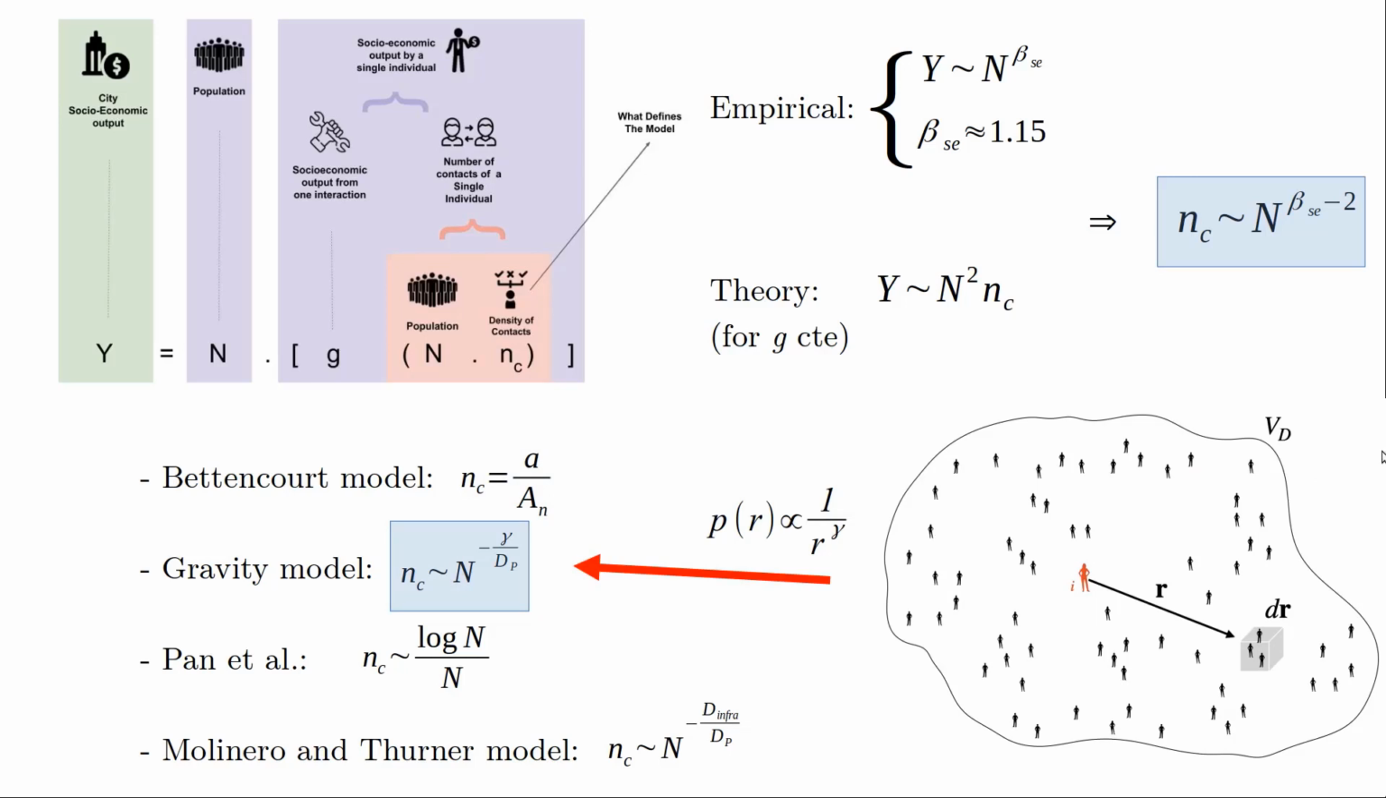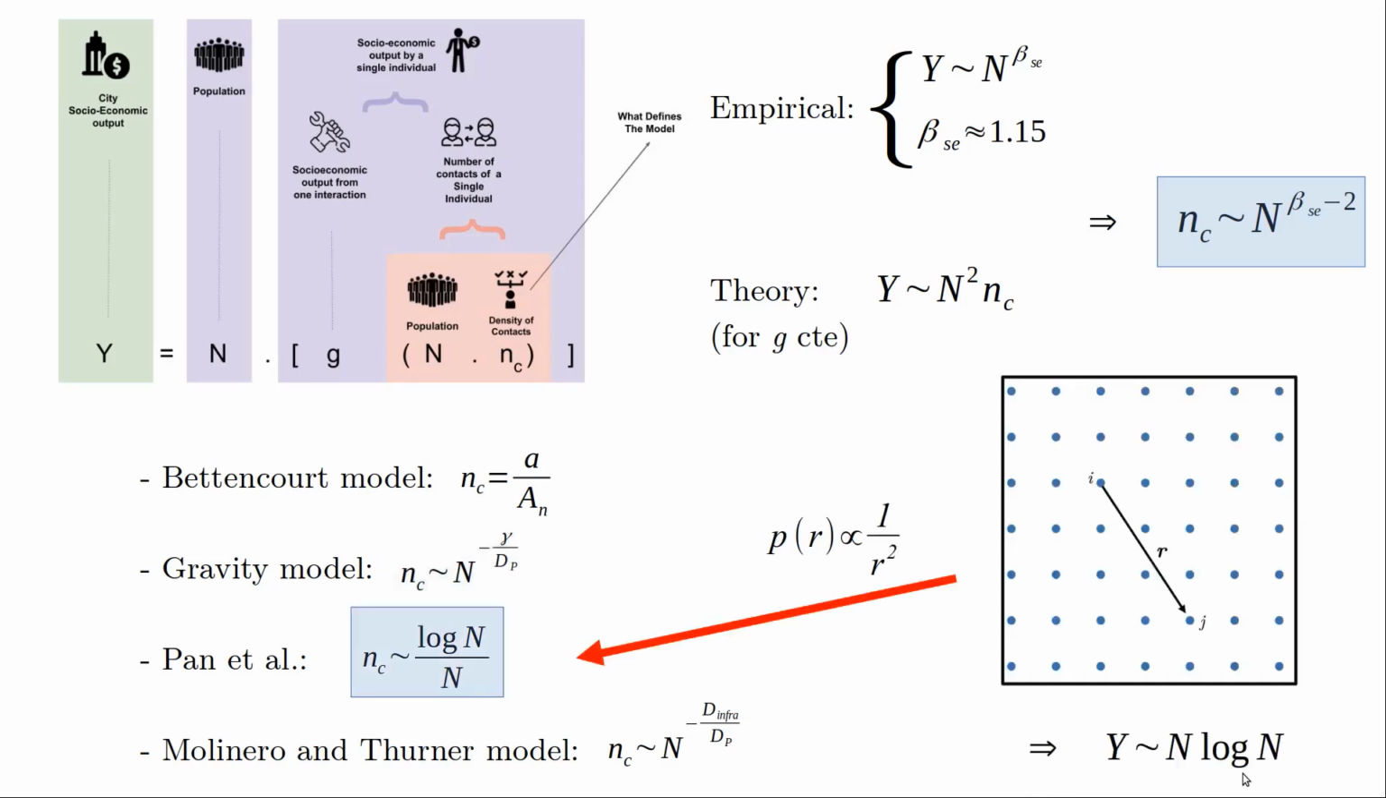Or in the case of the gravity models, the interaction happens in pairs, and the intensity of this interaction decays with the distance according to this quantity here, according to the power law, where gamma is the parameter that governs the range of interaction between the people. And we have another model that I call here the Pumain et al. model, that is a kind of particular case of the gravity model.